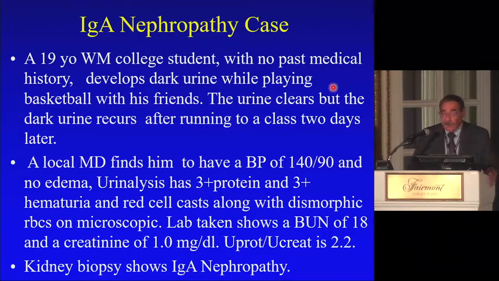So we know he has a glomerular disease. He has lab tests done. BUN is 18, creatinine is 1. He's a muscular college student, that's okay. His protein-creatinine ratio is 2.2. He has a kidney biopsy done, and we'll talk about this later. It shows IgA nephropathy.